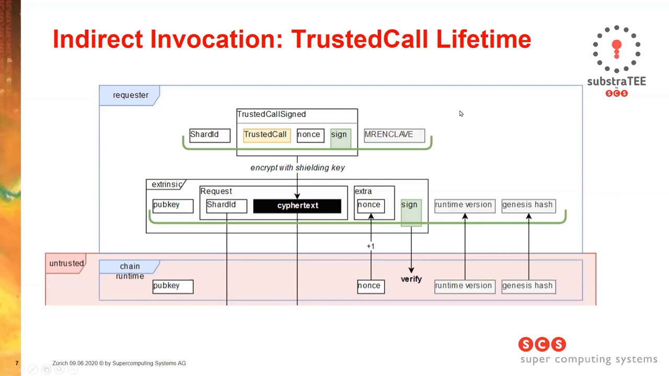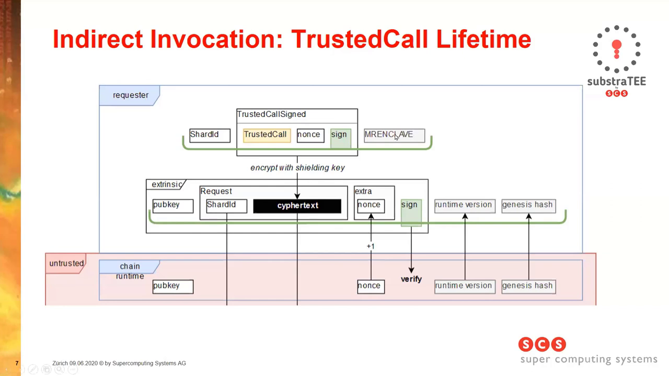We do something similar. We have a shard ID, and again, let me go into shards later. But we also have something that is called MR Enclave. MR Enclave is an Intel SGX way of naming the hash of the enclave. It's not exactly just the hash of the enclave, but I don't think we need to go into too much detail here. The MR Enclave identifies the enclave, not only the binary, but also the mode in which it is run, like debug mode or production mode, and so on.